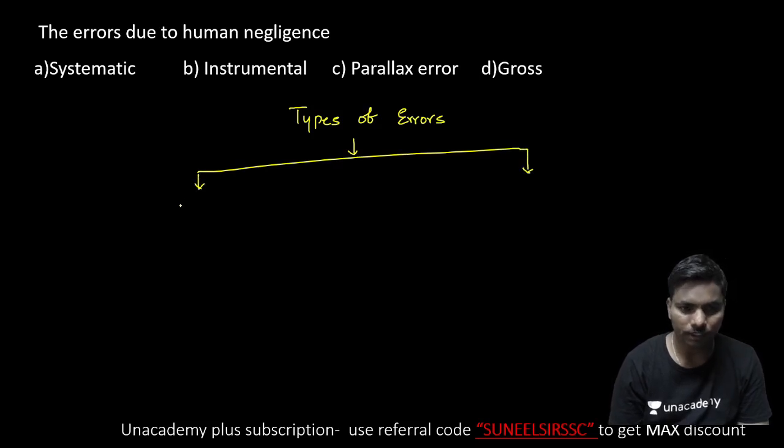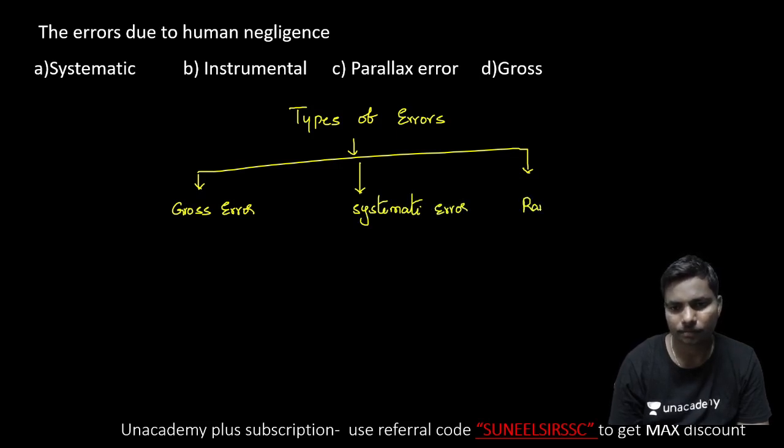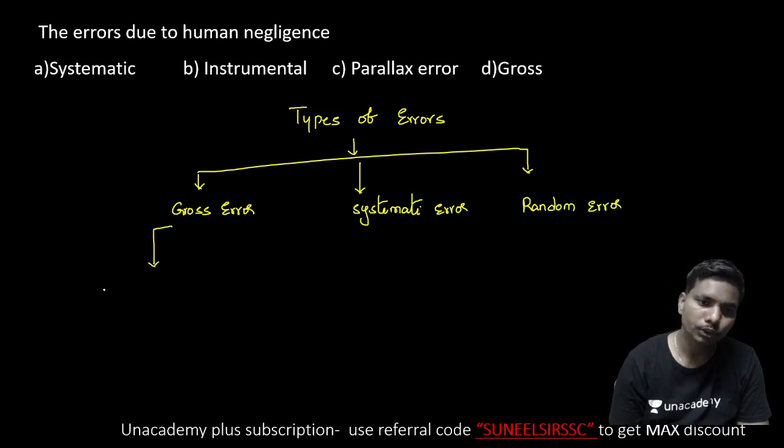What are those? First one, gross error. And the second one, systematic error. Third one, random error. So gross errors are nothing but the errors due to human negligence.